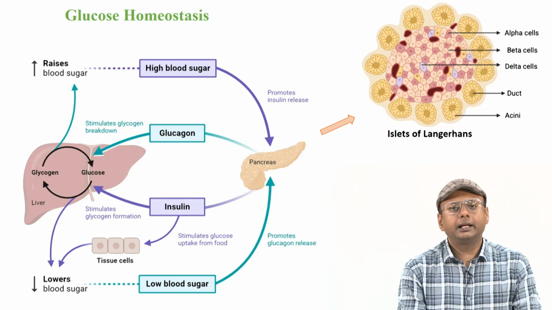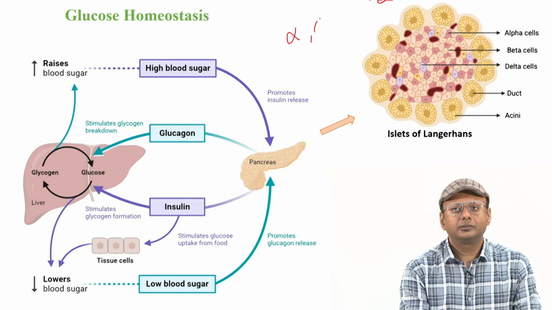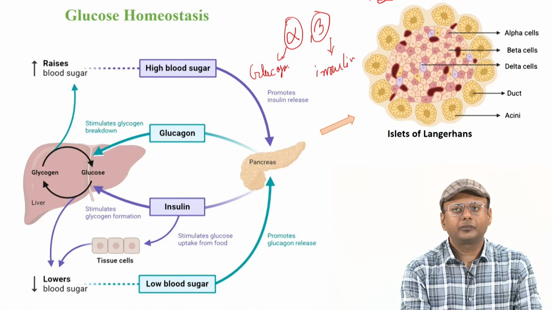You remember in the last few classes we already discussed what glucose homeostasis is, and the primary thing is our pancreas has mostly two important cells, right? One is the alpha cell and the second is the beta cell. And what we said, the beta cells secrete insulin, and the alpha cells secrete glucagon. And how do they maintain glucose homeostasis?